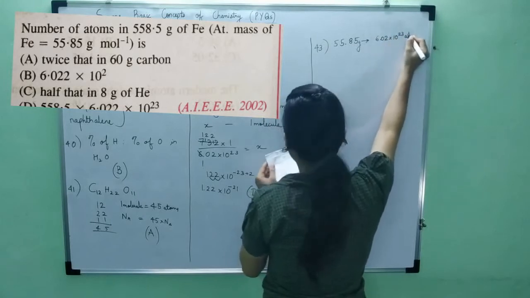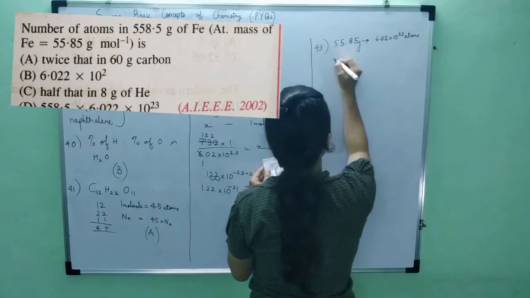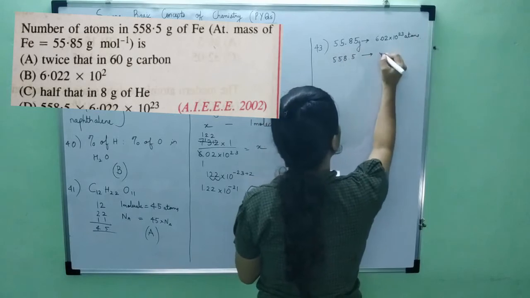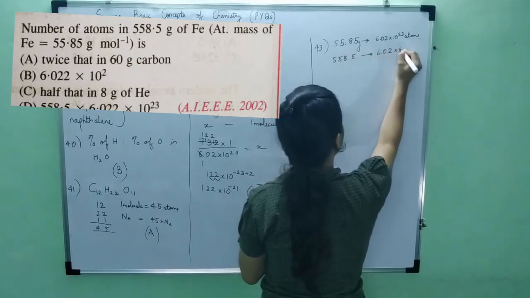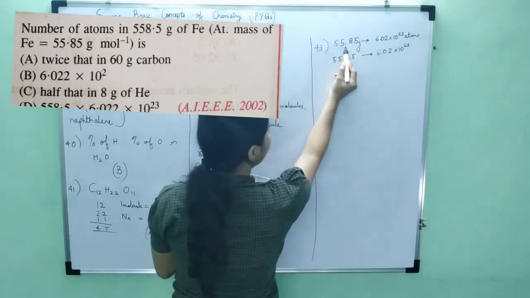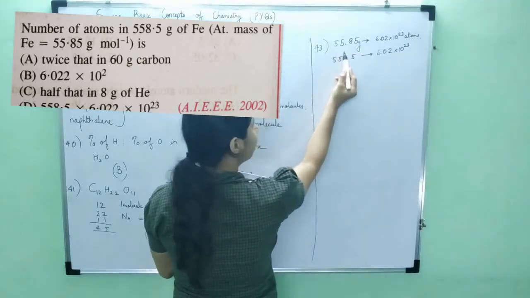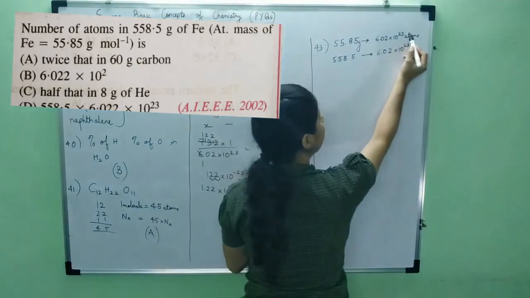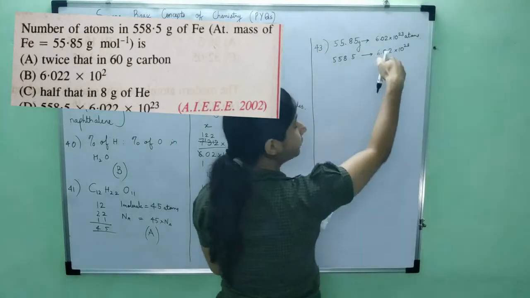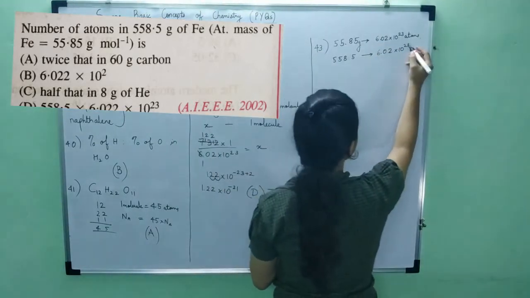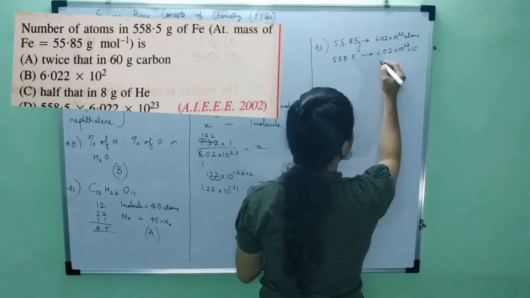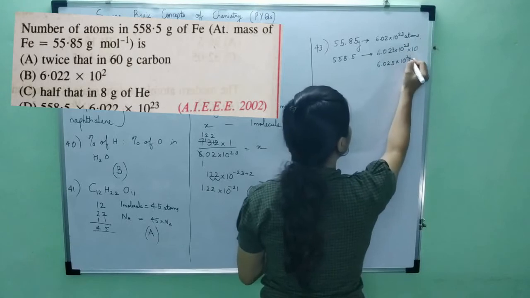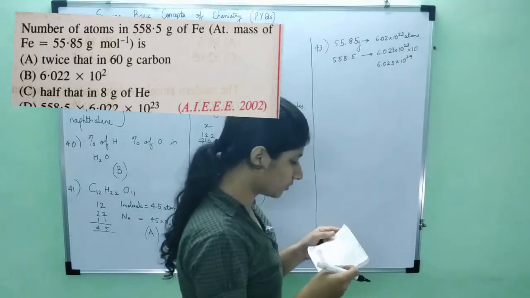Then what is the next thing that is asked for? 558.5. So if you see, it is multiplied by 10. So how many atoms will it contain? From 55.85 this becomes 558.5. So if you multiply the weight by 10, you multiply the atoms by 10 as well. Keep that correspondence in mind. So this would be 6.023 into 10 to the power 24. Now we have to see which of these options would possess the same.